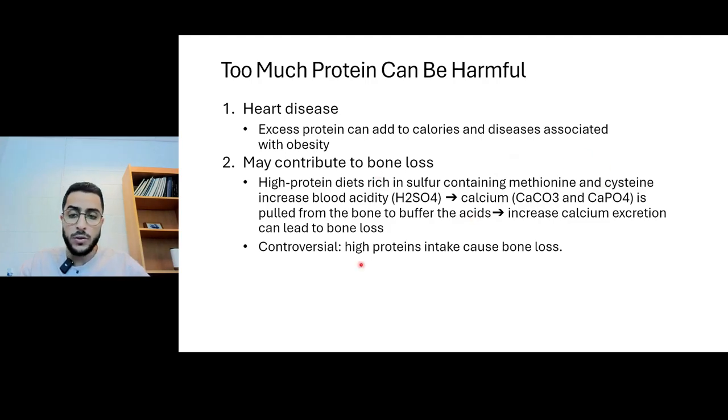Okay, so this is controversial information. There's research showing both sides of the argument, so there's still research happening on this. But methionine and cysteine contain sulfur. Sulfur can increase the acidity in your blood by producing sulfuric acid, and the way the body buffers this is by using calcium from your bone. So it will increase calcium excretion from the bone to fix this issue.